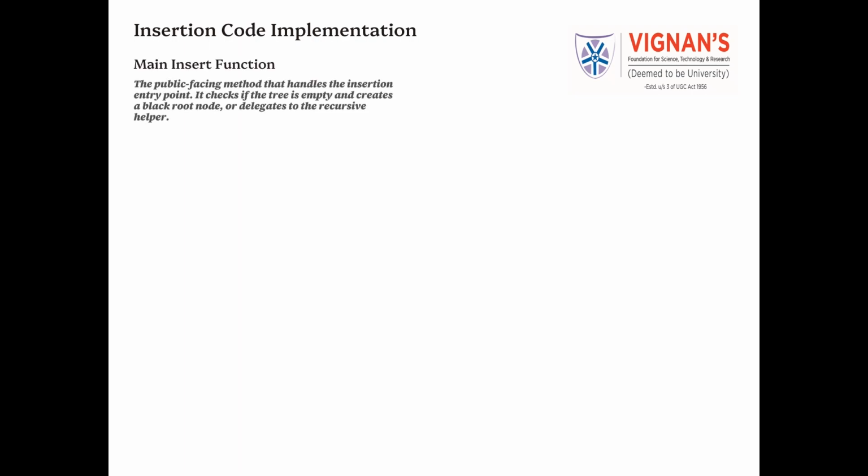Insertion code implementation. In this section we will see the main insert function used in the red-black tree. The method starts with public void insert, int data. Public is the access specifier, insert is the function name, data is the argument passed and its type is integer. This function is called whenever we want to insert a new value into the tree.